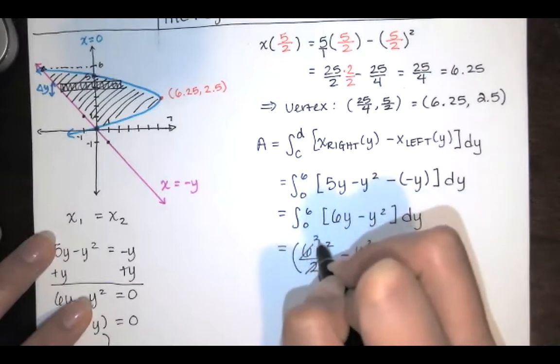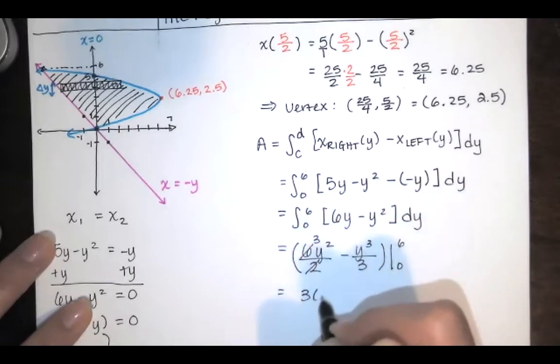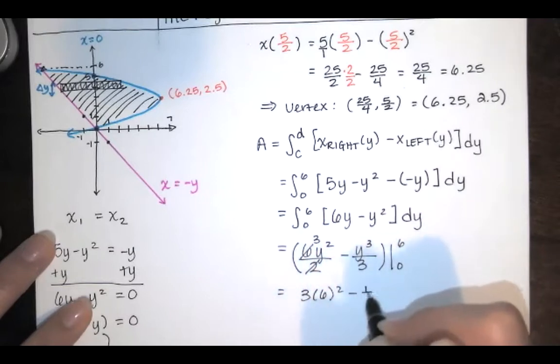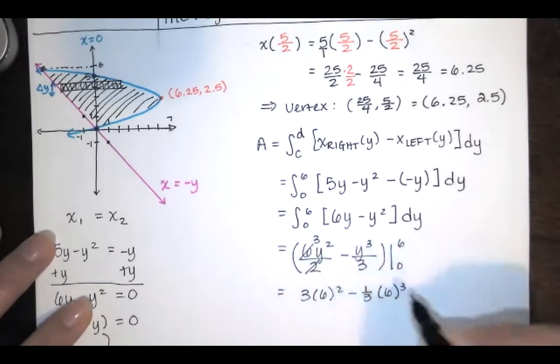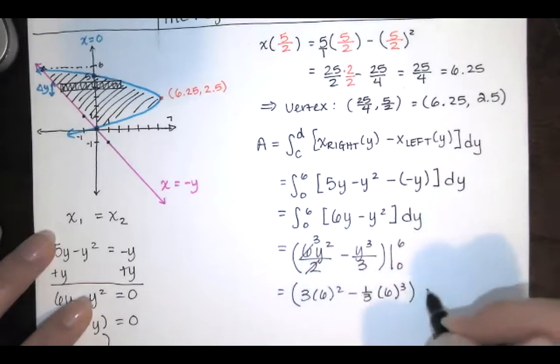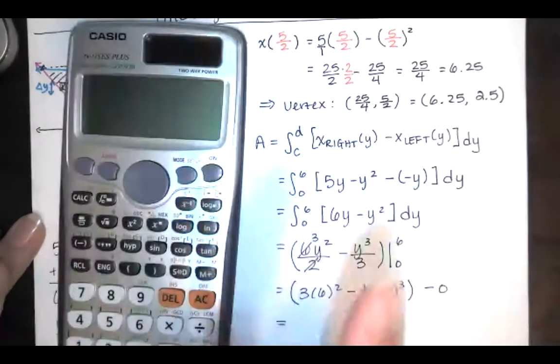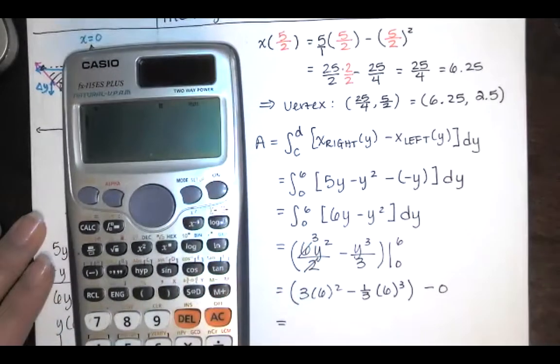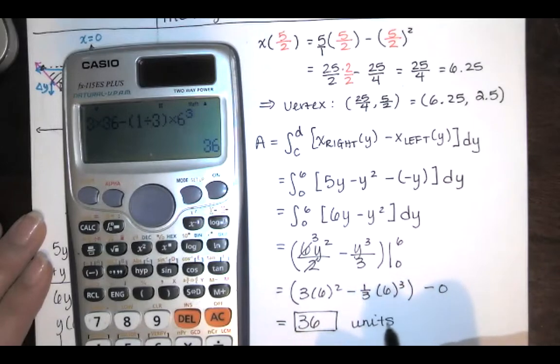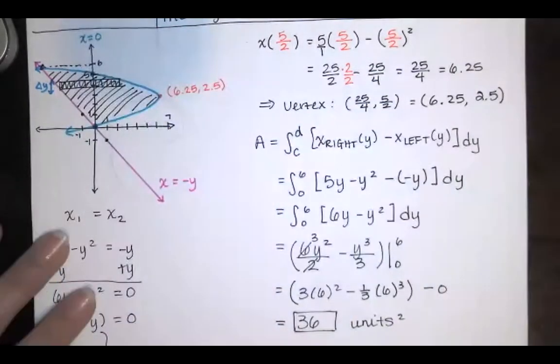Of course, 2 goes into 6 3 times. So I've got 3 times 6 squared minus 1/3 of 6 cubed. And then we evaluate all of this at y equals 0 and we get 0. So now we can do a little bit of arithmetic. We get 36 as our area. So that's 36 units squared, units being whatever x and y were measured in.